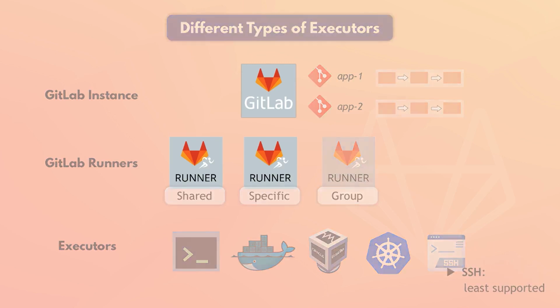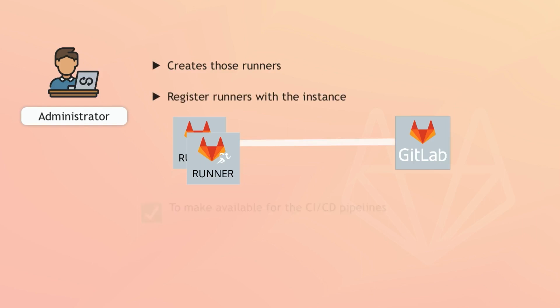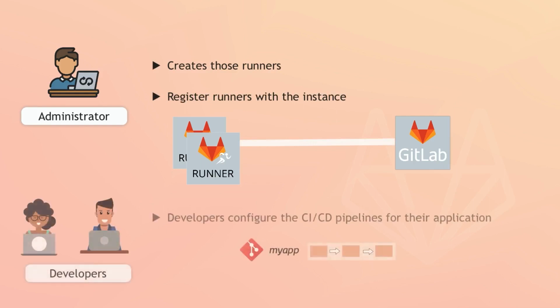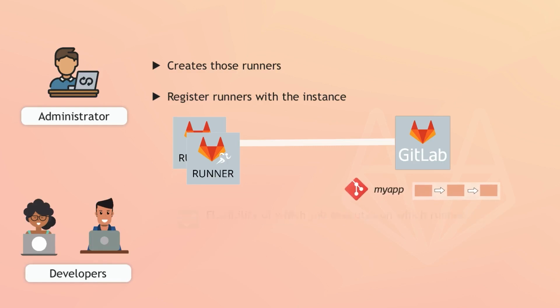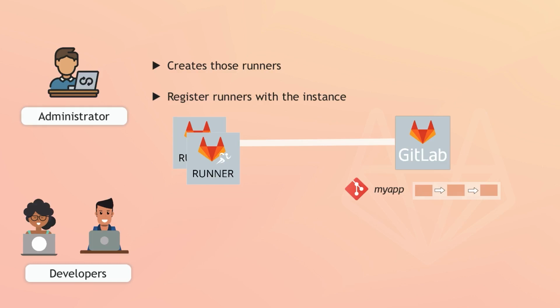And we also saw that as an administrator of a GitLab installation, you'll have to create those runners, register them with the instance, and make them available for your developers. And then once those runners are available, developers of the applications who are configuring the CI/CD pipelines have all the flexibility to decide which job executes where, on which runner, with which executor, which Docker image will be used for a Docker executor environment, and so on. And we reference the runners for each job using the tags that get applied to them when we register a runner.